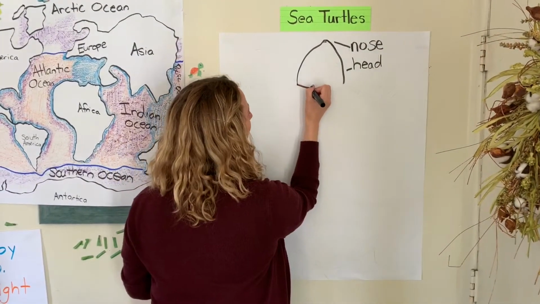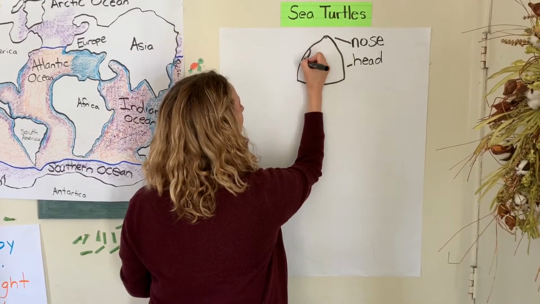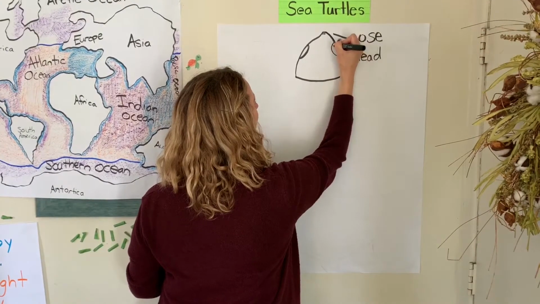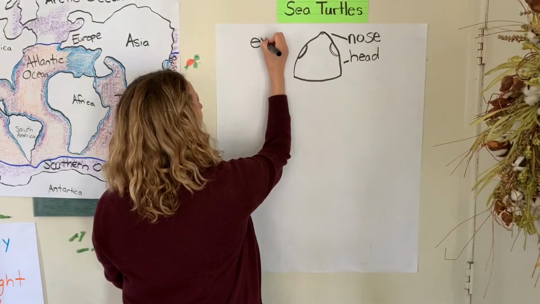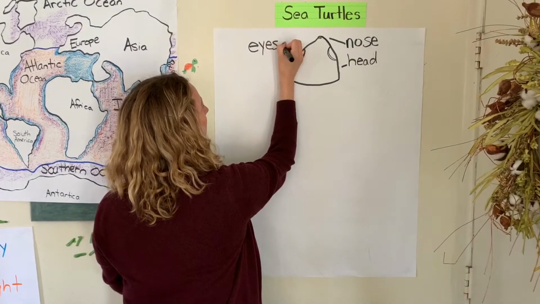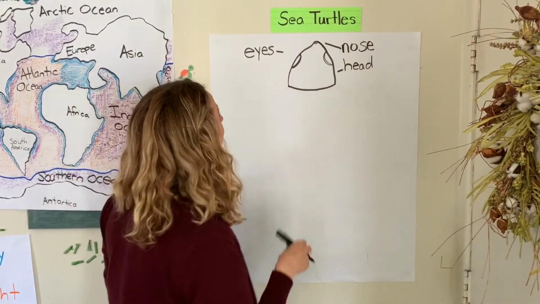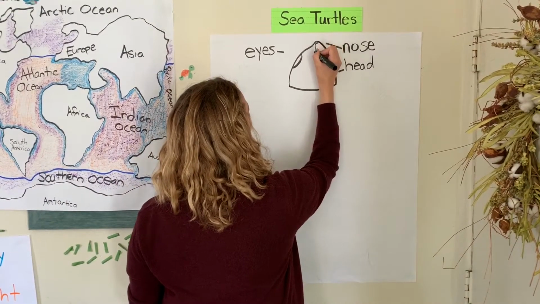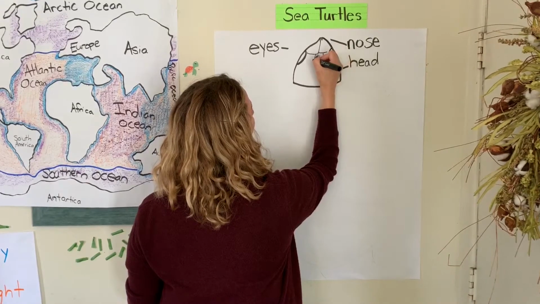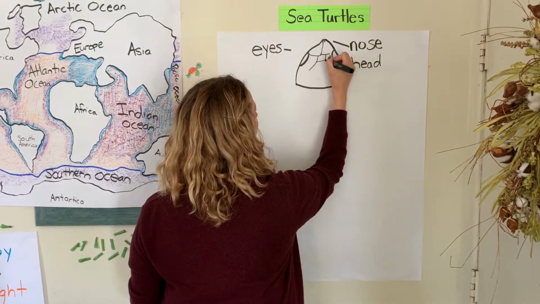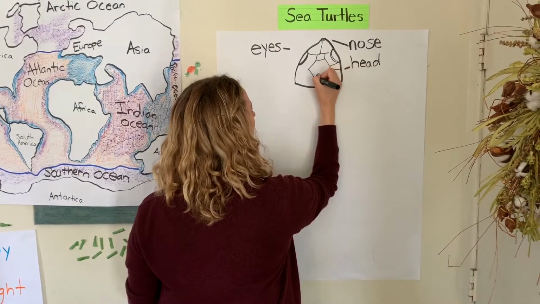And then on their head, on each side, they have two eyes. Each side of their head has an eye. So I will label that. And this is good because they can see predators on either side of them. They also have some texture on their head. And that texture is because they have scales.